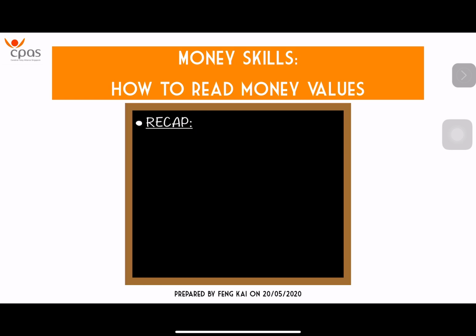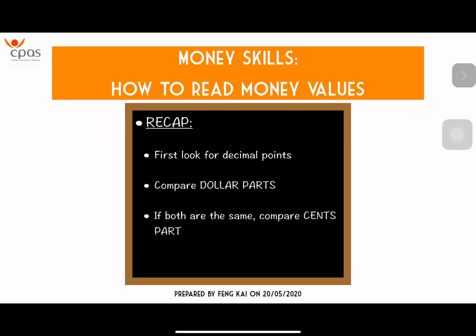So, we recap. We covered looking at the decimal points first. We talked about the dollar part, we talked about the cents part, and if the dollar parts are the same, we compare the cents. And that is the end of the short lesson.